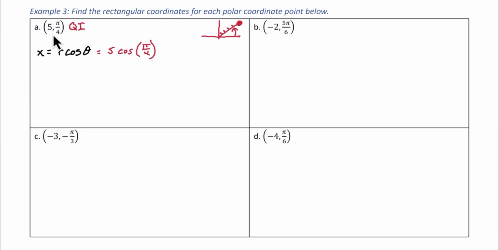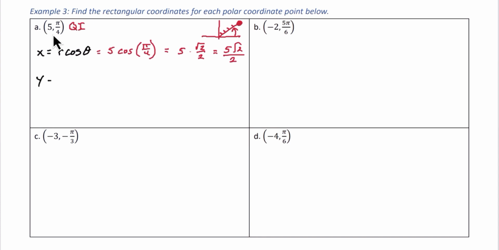We'll have to get some practice with the unit circle. Cosine of pi fourths, think about that unit circle. That is square root of 2 divided by 2. And when we simplify this, we get 5 square root 2 divided by 2.